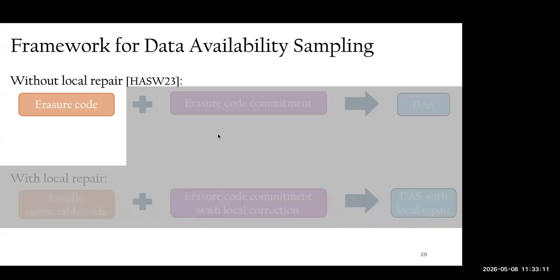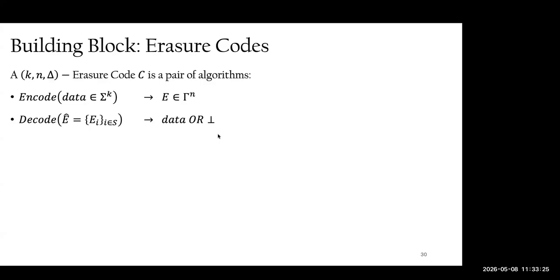So let me start with the previous framework first. Then looking at our framework will be easier from that point on. Okay. So a quick primer on erasure codes, though I'm sure everybody already knows what they are. An erasure code is a pair of algorithms, encode and decode. Encode takes as input a bunch of data. You can think of it as a vector of length k, and it outputs an encoding, which is capital E. This is a vector of length n. And then we have a decode algorithm, which takes as input a subset of the encoding E. I'm denoting that as E hat. And then it outputs back the original data that you encoded.